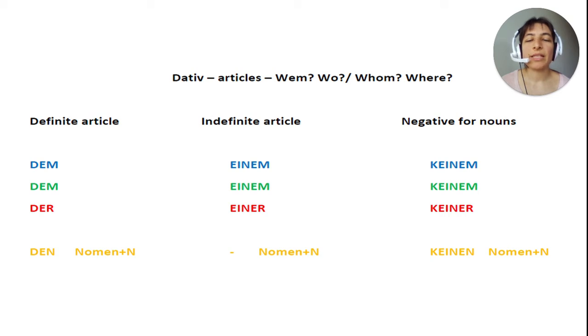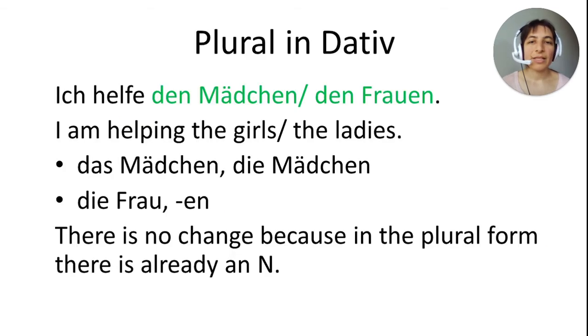Here, it's not only the article that changes, but for nouns in plural form, you see here noun plus n everywhere. No matter the article, they receive another n if they don't have it already in plural form. So now you will see what I mean. Ich helfe den Mädchen oder den Frauen. Here den Mädchen, den Frauen, that's dative. You see the plural forms end on n, that's why no change here.